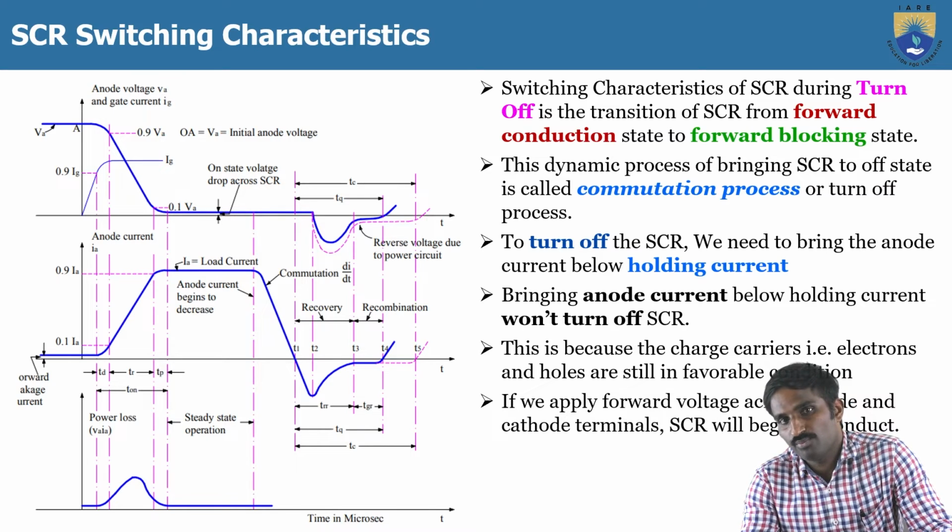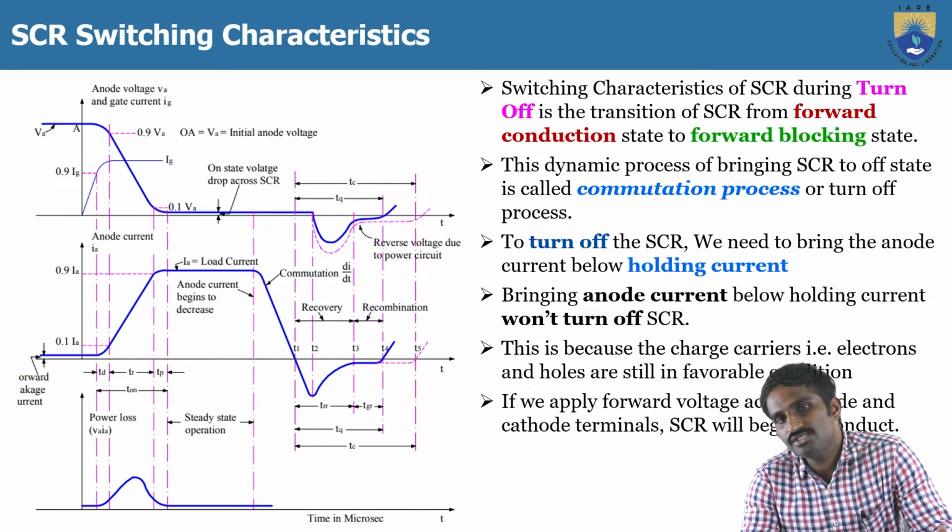The process of turning off is called the commutation process, and the technique which you use to turn off the thyristor is a commutation technique. The whole process is called commutation. Simply, we can call it commutation. Thyristor commutation is nothing but the process of turning off the thyristor.